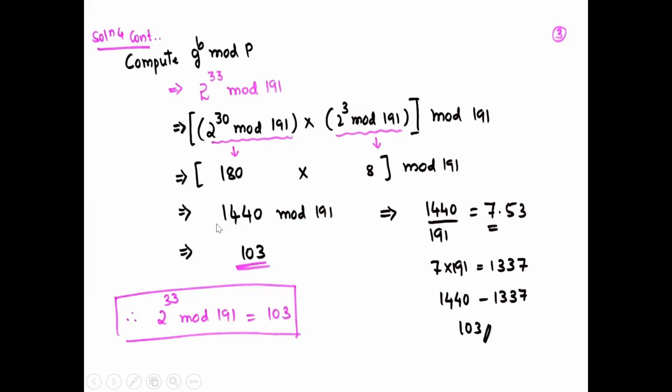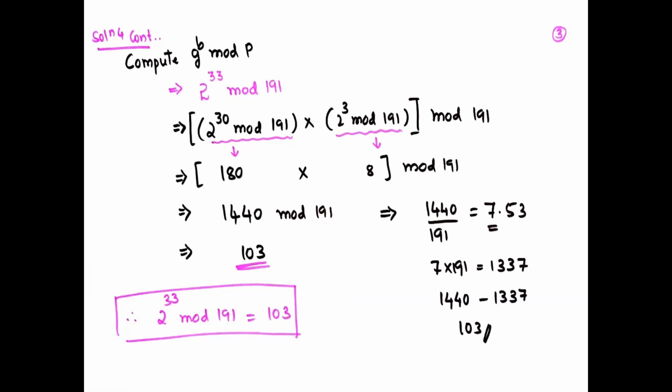How to calculate the value of 1440 mod 191? Again, the simple procedure. Divide 1440 by 191 and you will get 7.53. Take out the decimal part and multiply it with the modulus value. 7 into 191 is 1337. It has to be subtracted from 1440. 1440 minus 1337, the answer comes around 103. Now, the partial key computed by the receiver is G raised to B mod P, which is 2 raised to 33 mod 191, equal to 103.